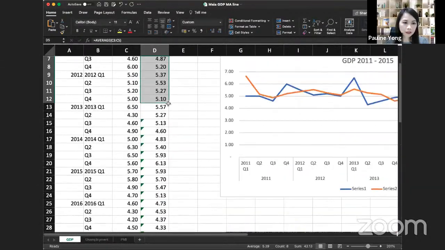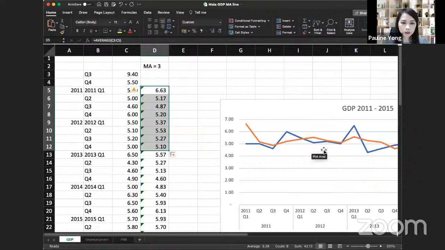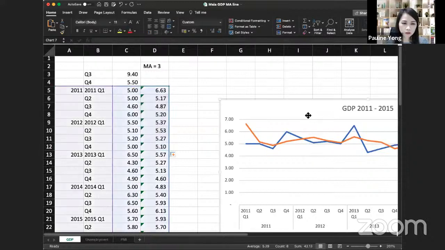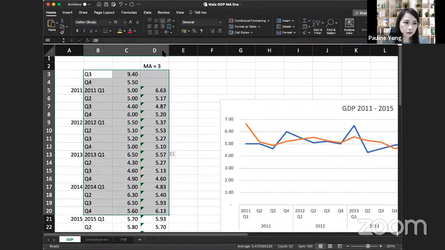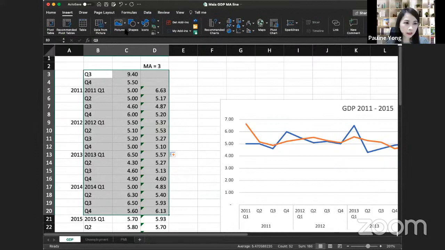So after that, you plot it over here. You construct it over here. You highlight this figure, and then you go to insert chart. Okay, insert chart, and then you can see the chart. Here is the chart. So these are the charts.